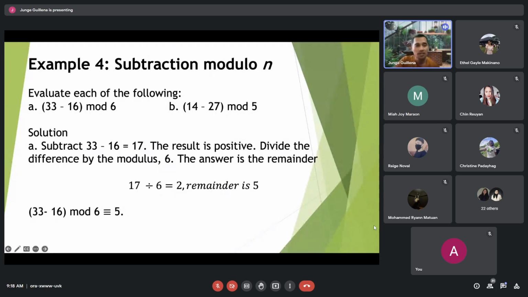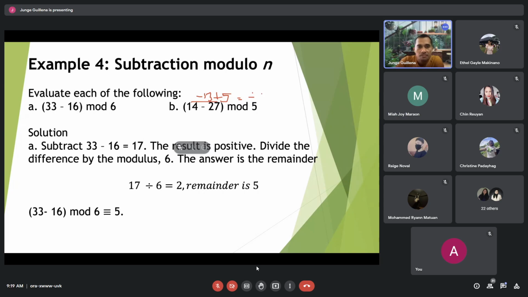It will end up with a negative value. So if you get 14 minus 27, you will get negative 13, right? 14 minus 27, that is negative 13. What you need to do is add that to the modulus until you get a whole number less than n. So 14 minus 27 is negative 13. You add that to 5, you will get how much?